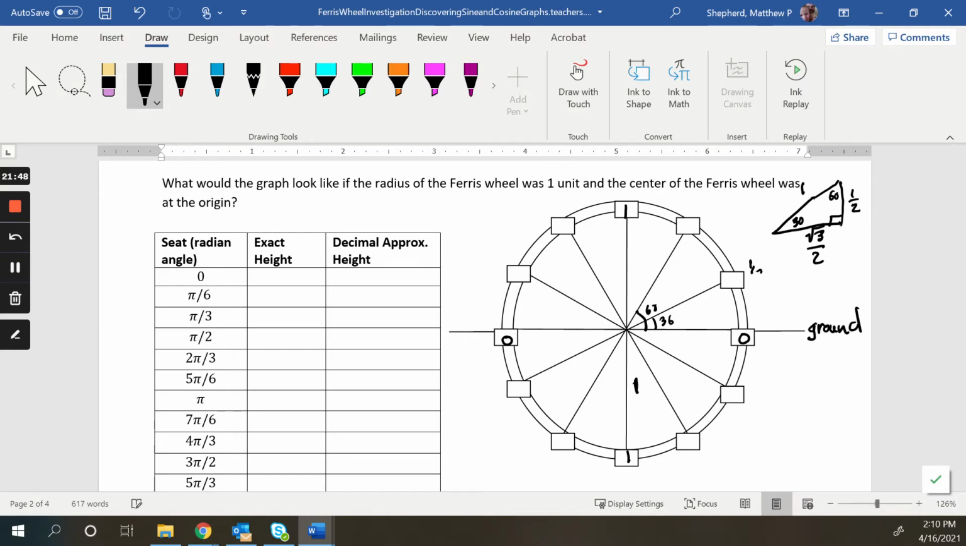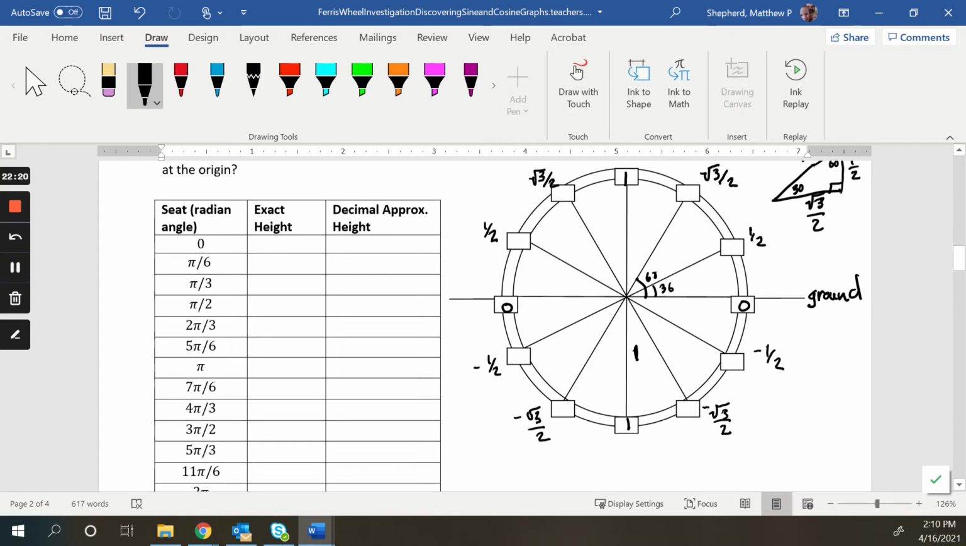So I'm going to have this be a half, square root 3 over 2. This one's that same height, so square root 3 over 2, and then a half. Well, now we're going below ground, so we'll now be at a negative a half, a negative square root 3 over 2, another negative square root 3 over 2, another negative 1/2, and then we're back up at ground level.